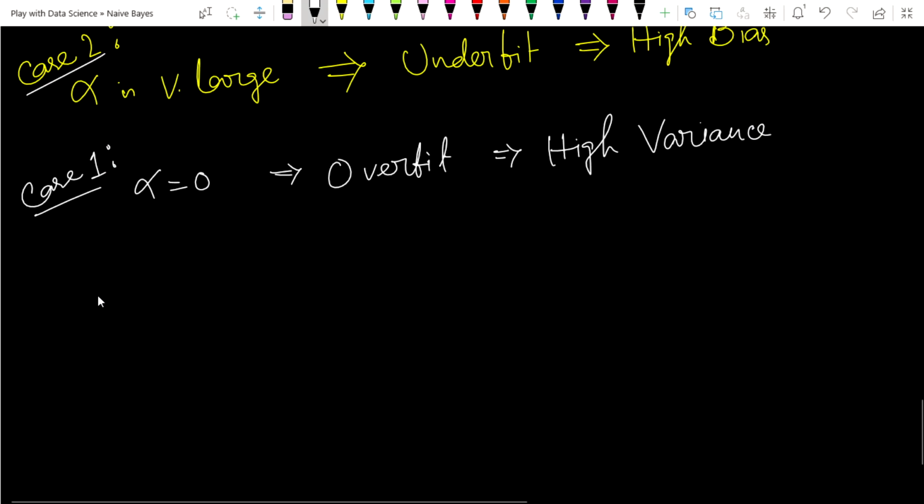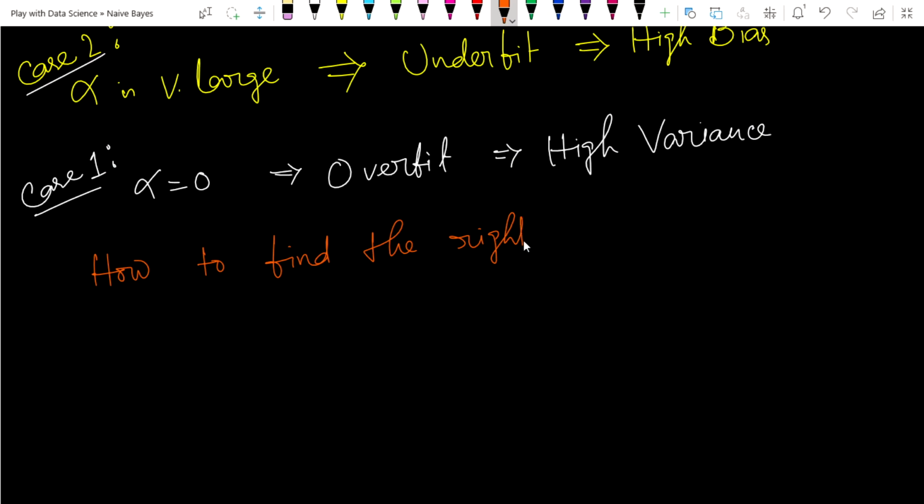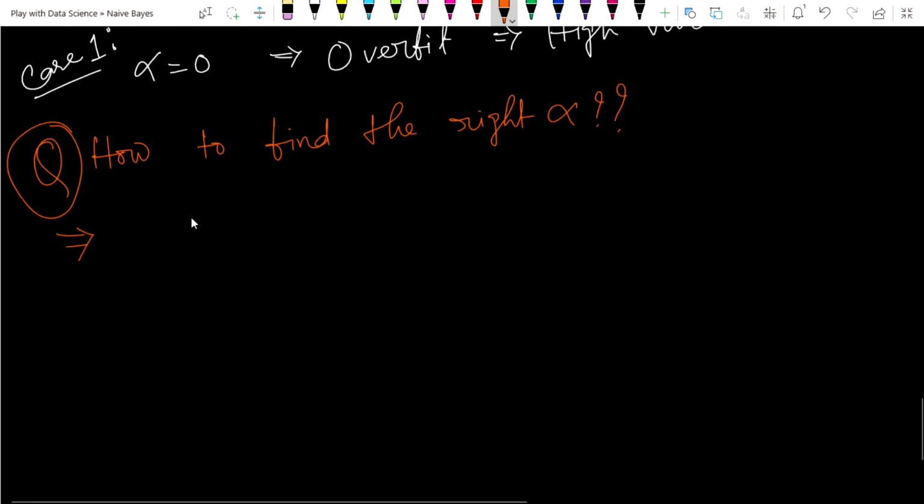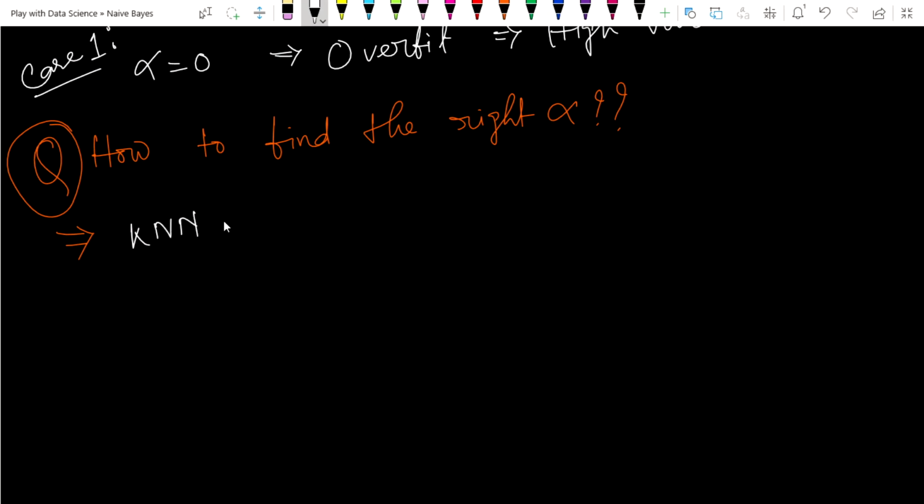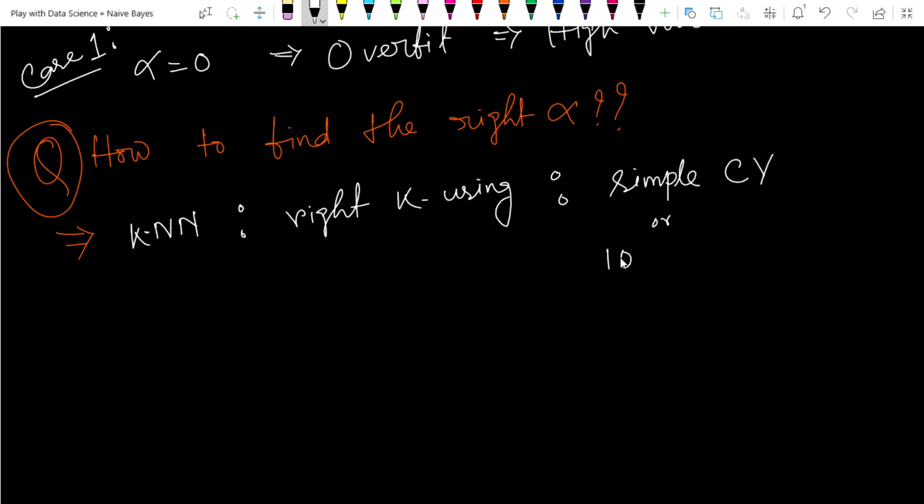This is the same as in our KNN. The main question is: how to find the right alpha? It's simple, as usual. If you remember KNN, the hyperparameter is K, and here alpha is the hyperparameter. In KNN, we choose the right K by simple cross validation or tenfold cross validation.